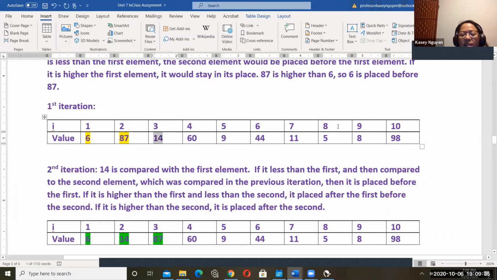Now, when we get to 60, again, it's going to ask, is 60 less than 87? If it is, it needs to compare it with the first and the second element. So if it's higher than 14, you know that 60 needs to go here. So we move 60 out to temp, we move 87 into its place, and then we move 60 into it. So that's why it's K minus 1.